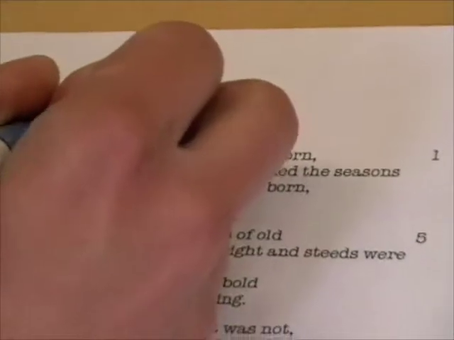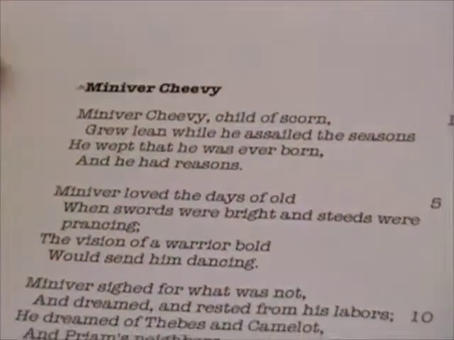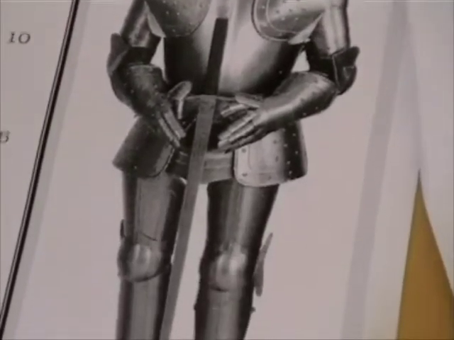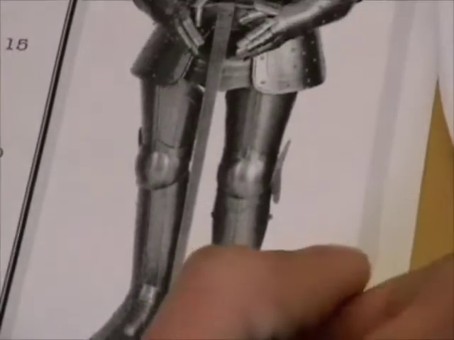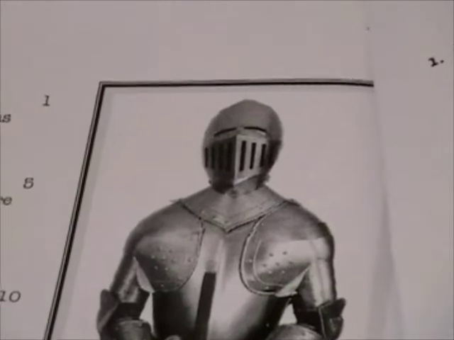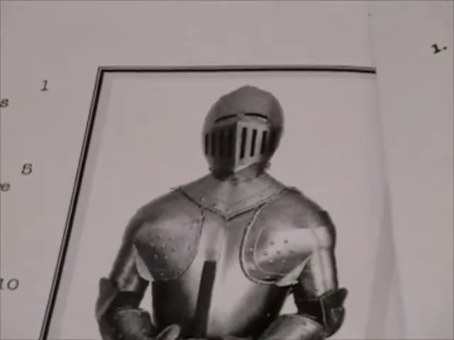The title looks like it's a person's name. Maybe this poem is going to be about this person, Mr. Chivi. I see a picture of a suit of armor. Suits of armor were something that knights wore back in the medieval times. This poem might be about the medieval times, or it might be about somebody who's really interested in medieval times.